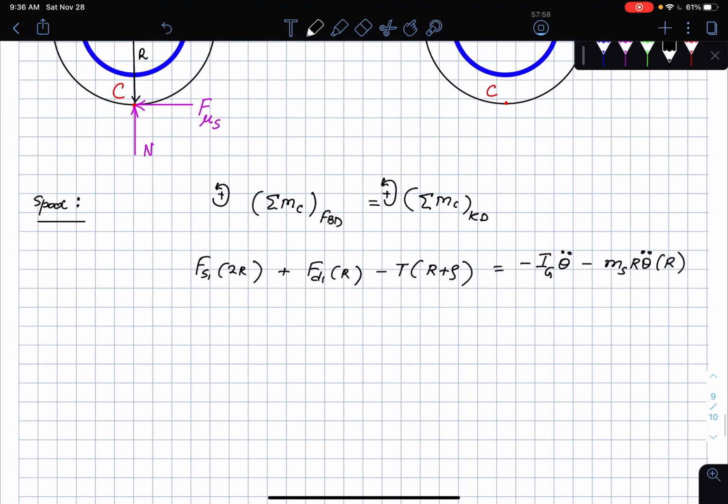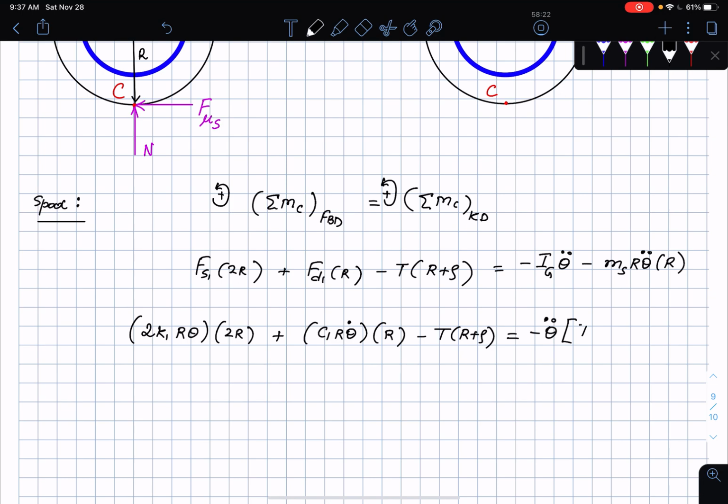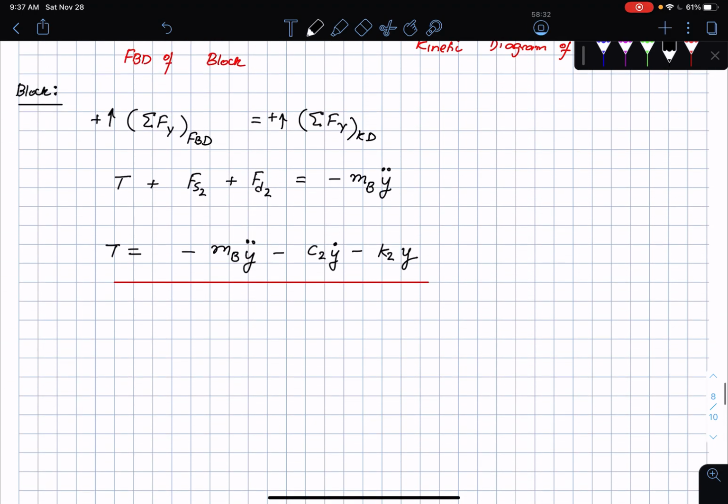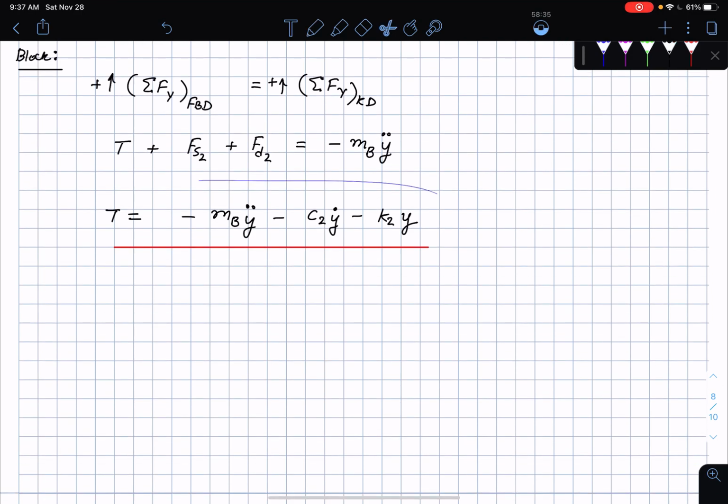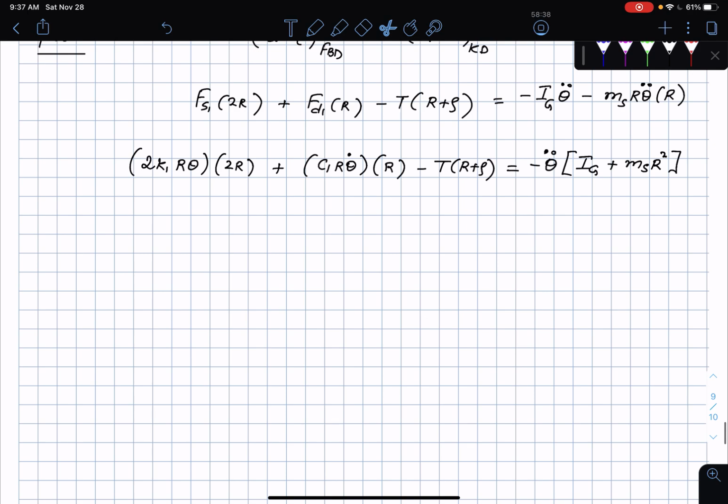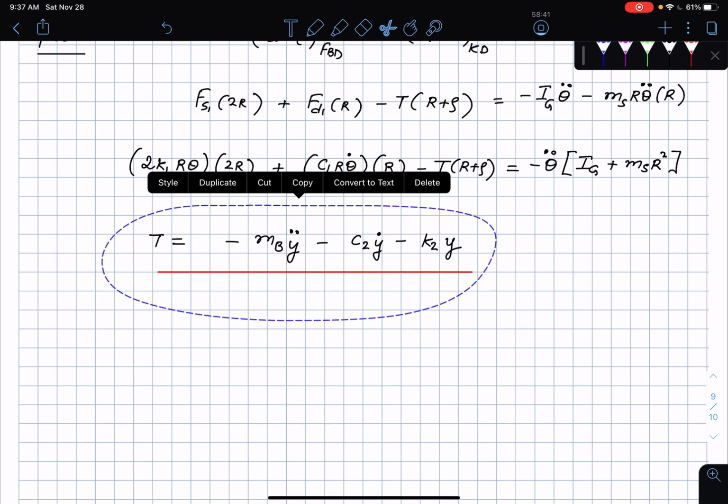Then start rearranging the terms. Fs1 I already know is 2k1 r theta, times the distance of 2r. Fd1 we knew to be c1 times r theta dot, times r, minus T times r plus rho. This is equal to minus theta double dot times Ig plus ms times r squared. One thing I forgot to write down here is the mass of the block. I did write it down. Then I know from the block that the tension is written this way, so this is from the block, which we already know.